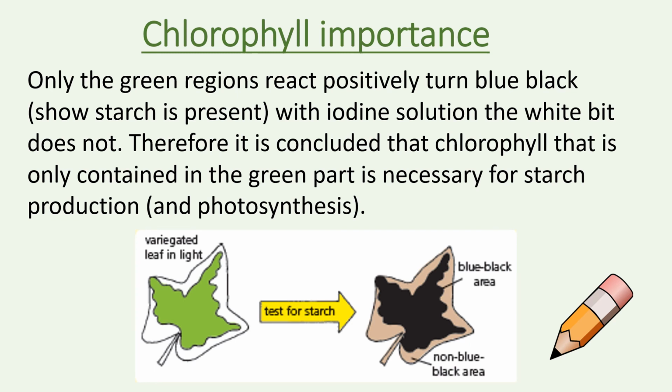Now chlorophyll is really important, and you can tell this because only the green regions react positively with iodine, which means that they turn blue-black, so that shows that starch is present. Whereas the white parts of the leaf, they do not turn blue-black, so they do not react positively. Therefore, it is concluded that chlorophyll is only contained in the green part and is necessary for starch production and photosynthesis. So only your green part of your plant will photosynthesize because it contains chloroplasts and chlorophyll. The white part that doesn't contain chloroplasts and chlorophyll will not photosynthesize.